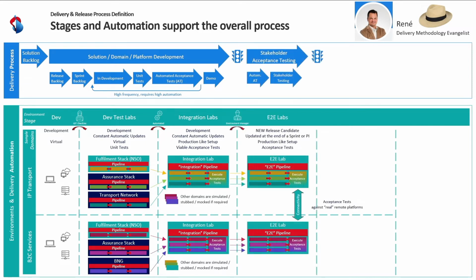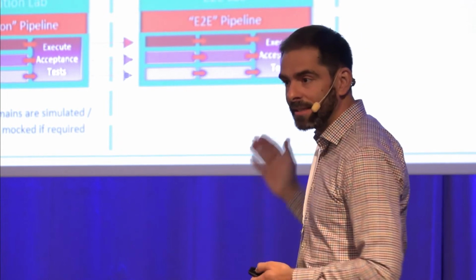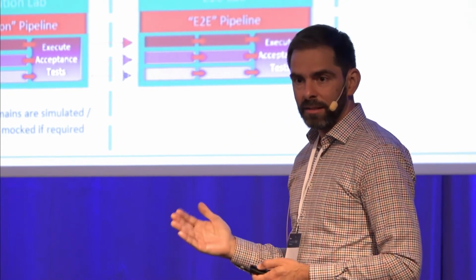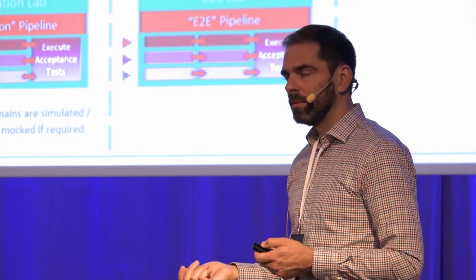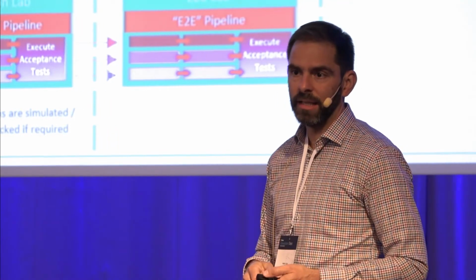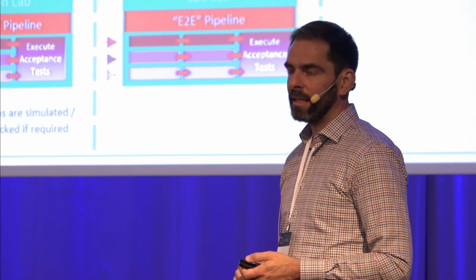Now, once the code reaches a certain level of maturity towards the end of a sprint or the end of a PI, then a human being, our environment manager, promotes the code to the end-to-end lab environment, which is yet another completely separate lab environment with its own set of network, assurance, fulfillment stack. Everything is also duplicated there. The idea is to keep those lab stages identical so that we do not have to worry about which test can we do in which stage of the lab. They should be identical as much as possible.